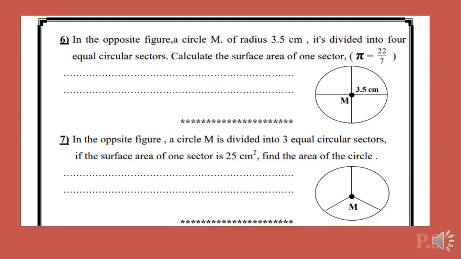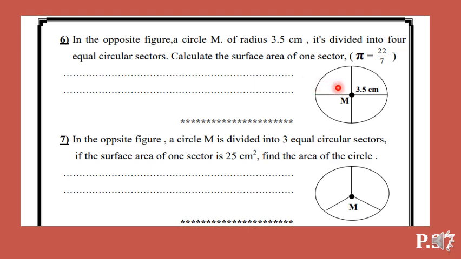Page 37, number 6. In the opposite figure, a circle M of radius 3.5 centimeter, it's divided into 4 equal circular sectors. Calculate the surface area of one sector. Pi equal 22 over 7. Here we have the circle M. It's divided into 4 equal parts or 4 equal circular sector. I want to find the area of one sector.